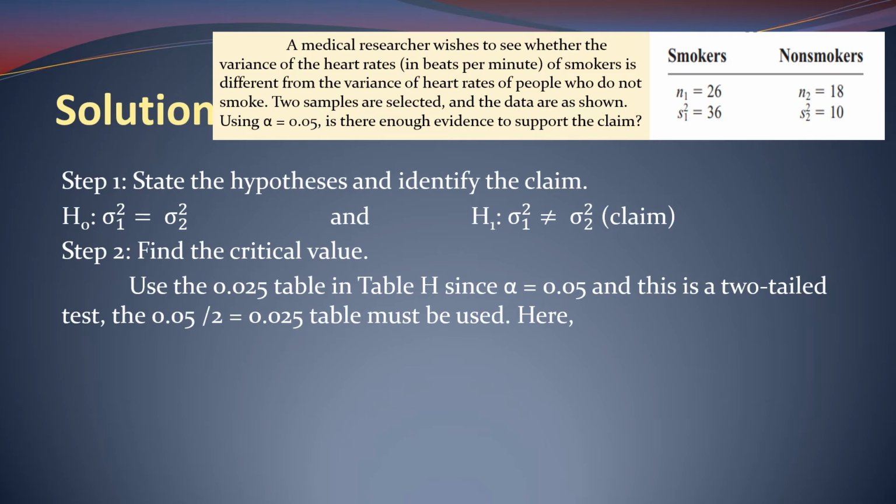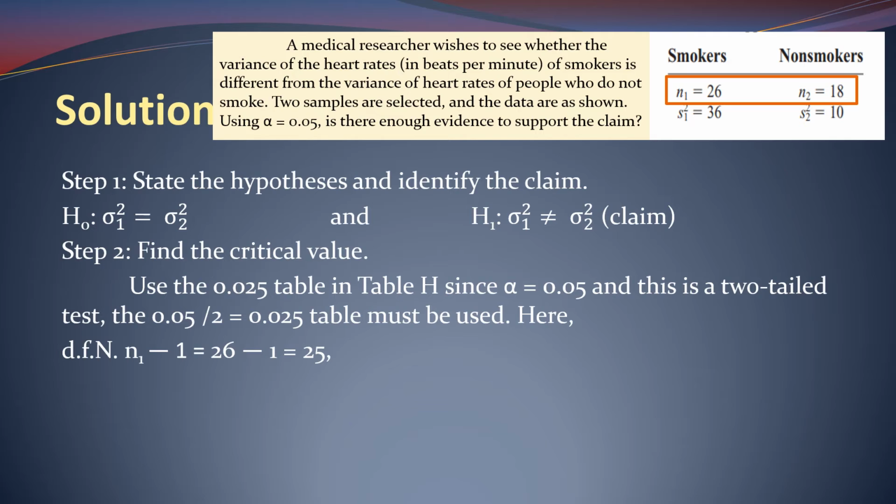Since yung alpha natin is equal to 0.05 and alam natin na this is a two-tailed test, yung alpha natin kailangan i-divide sa 2. So 0.05 divided by 2 is equal to 0.025. So yung 0.025 na table must be used in table H. Here's our given. For smokers, we have N1 is equal to 26, then for non-smokers, we have N2 is equal to 18.